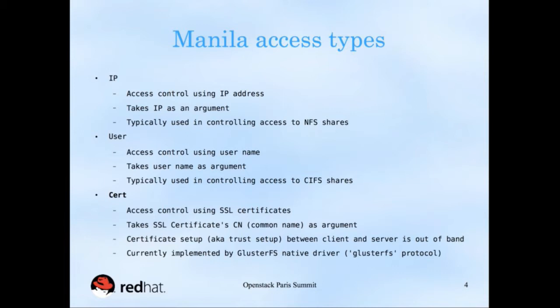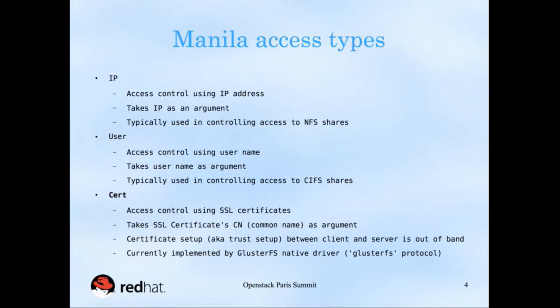And the important thing to note about the CERT-based access type is that the certificate setup, also known as the trust setup between the client, which is the OpenStack instance in this case, and the server, which is the storage backend in this case, is out of band of Manila, which basically means that Manila doesn't care about how you enable the trust. It's out of band. It's something that the administrator or the deployer has to do as a prerequisite for this particular access type.